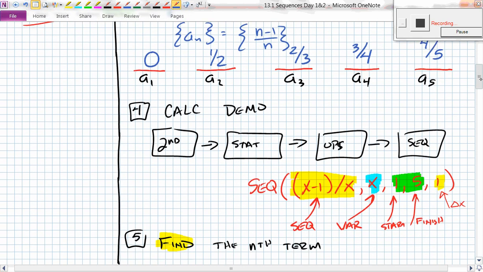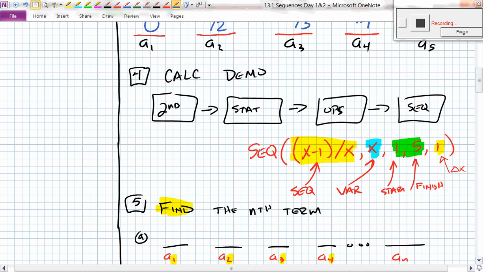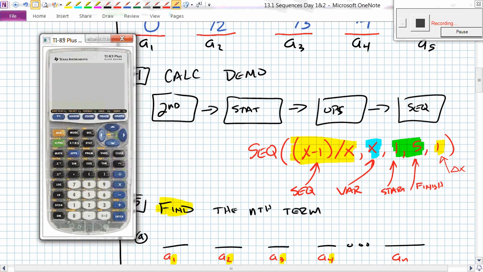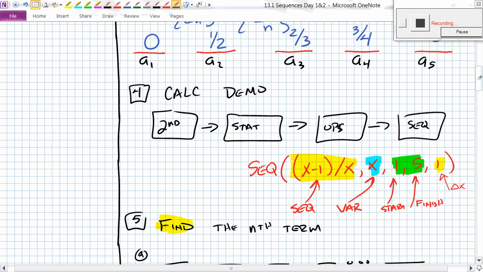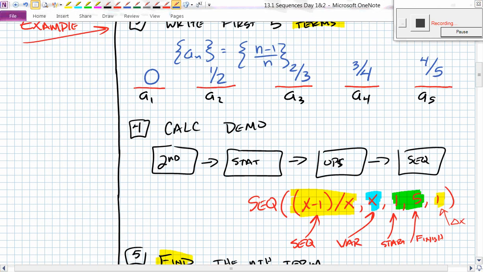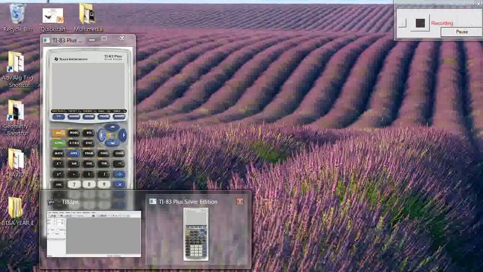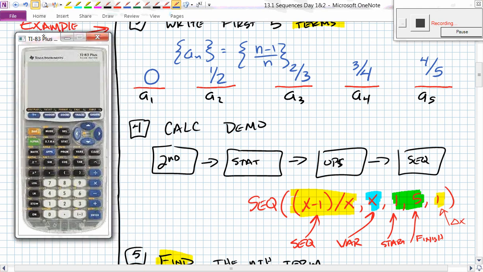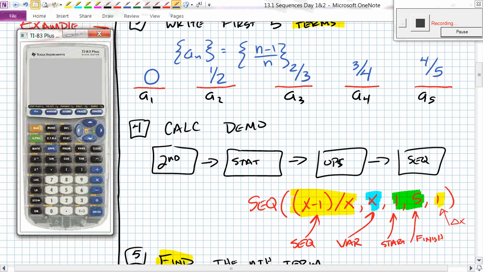All right, so let's bring our calculator up. Mine happens to be silver. Yeah, sweet, right? Okay. And what we're gonna do is we're gonna punch in the sequence up here that we just did and show you answers. So turn our calculator on.